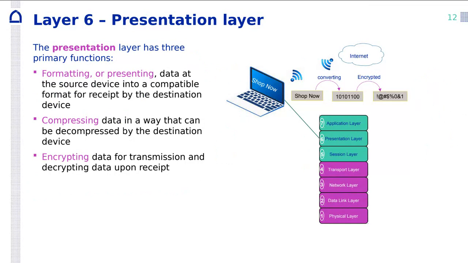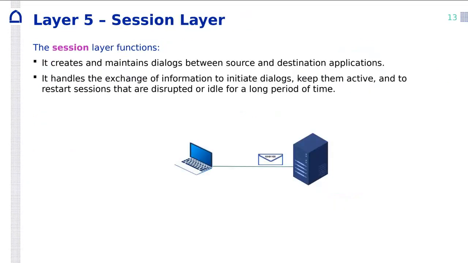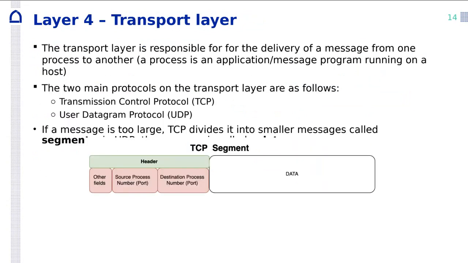Now here is what is done in each layer, which you need to know. In the presentation layer, we have formatting, compression, encryption. The session layer will create and maintain dialogue. Remember this: dialogues between source and destination applications, and it handles the exchange of information. Then the transport layer is responsible for the delivery of a message from one process to another. What is a process? A process is an application or message program running on a host. Each process is given a port number so that they are identified by port number.